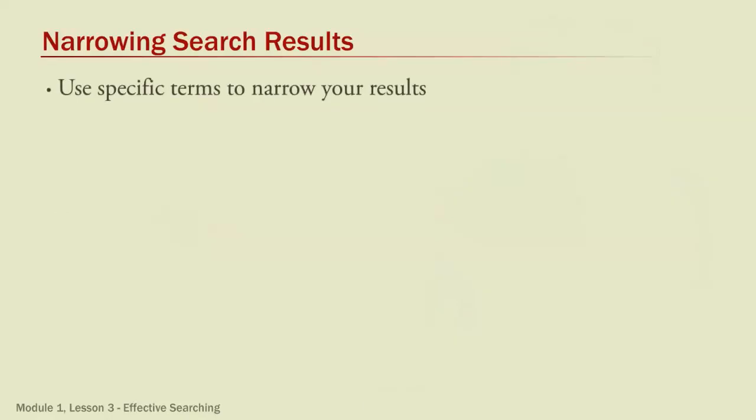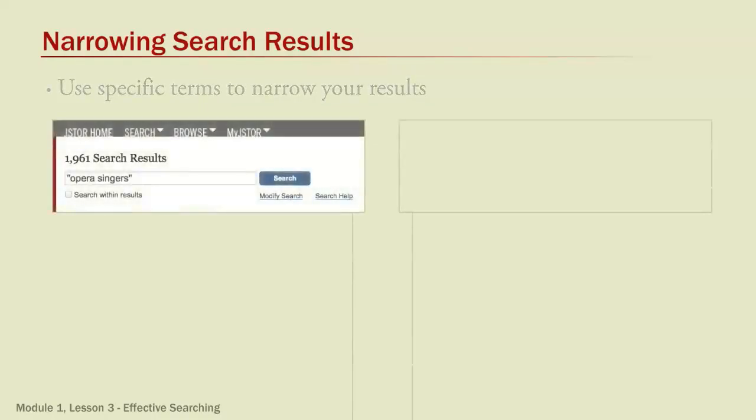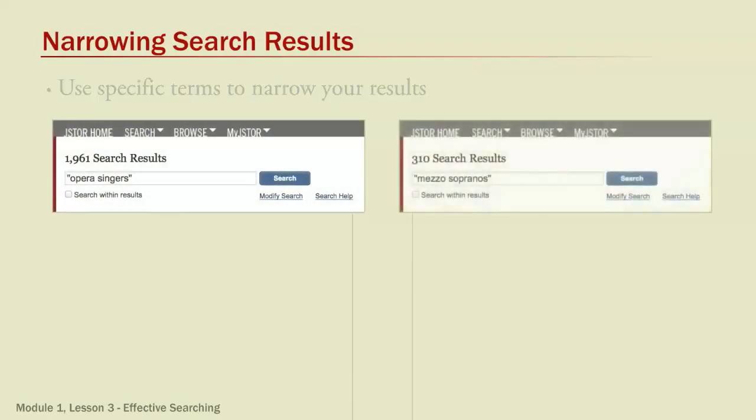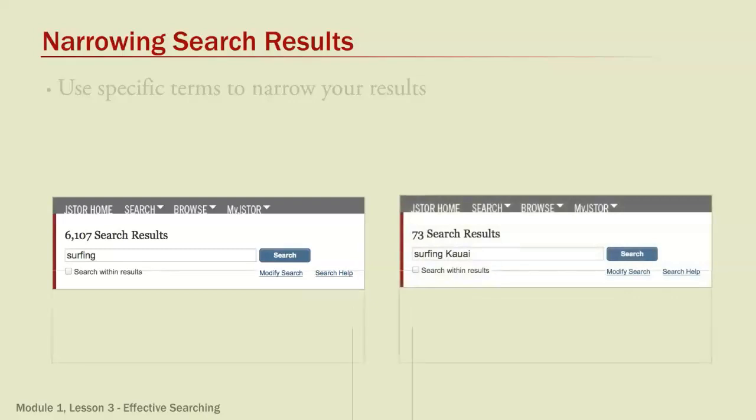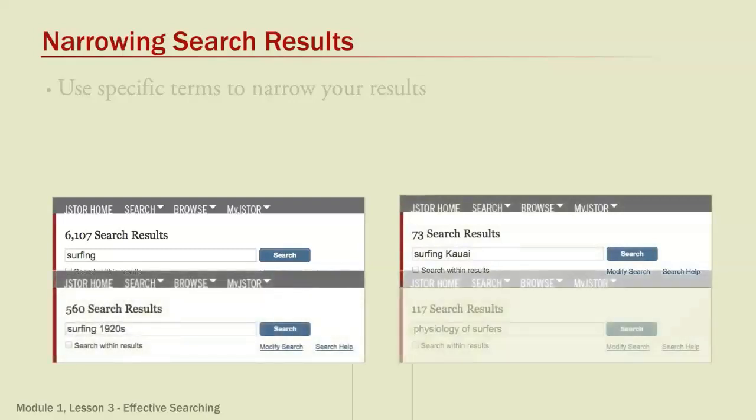Is there a more specific version that's likely to get you fewer results and results that are more specific to your topic? A search for opera singers yields a lot of results, but a search for the more specific term, mezzo-sopranos, brings up a much smaller set. Finally, think about adding terms that narrow the search by geography, time, or discipline. A search for surfing will give you a lot of results, probably too many to wade through. But a search about surfing in Kauai, a search about surfing in the 1920s, or a search about the physiology of surfers will give you a much more focused, manageable set of results.